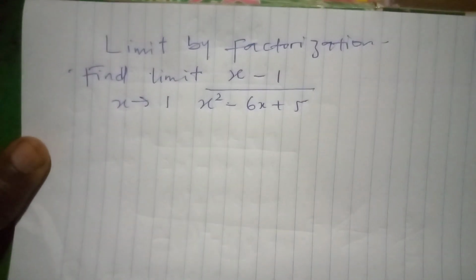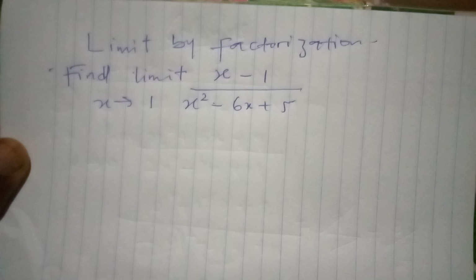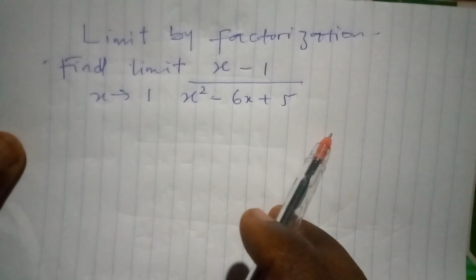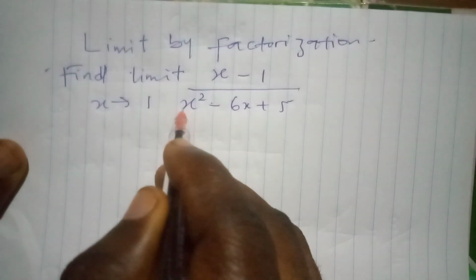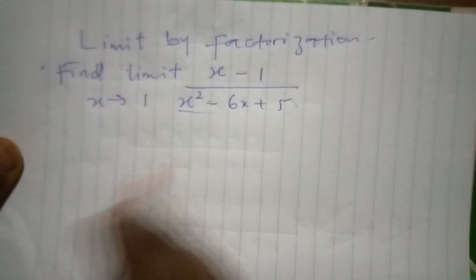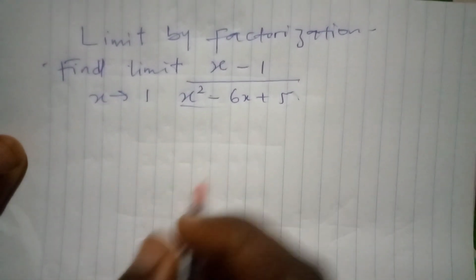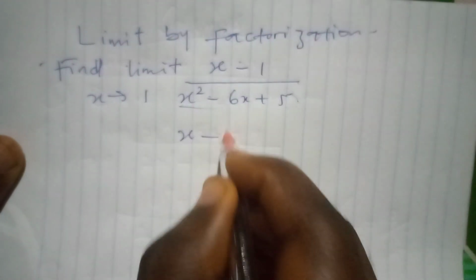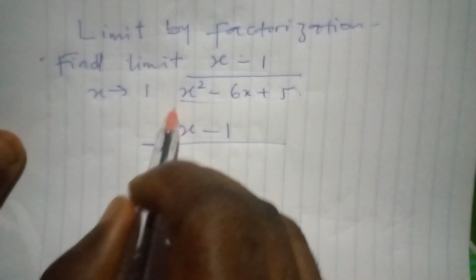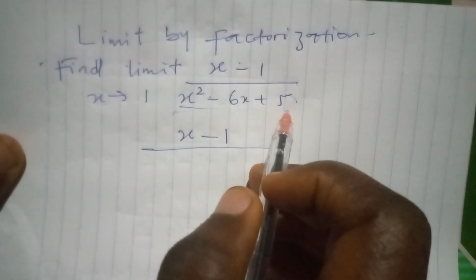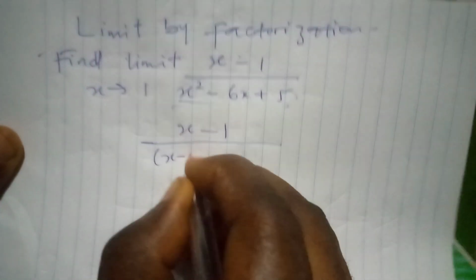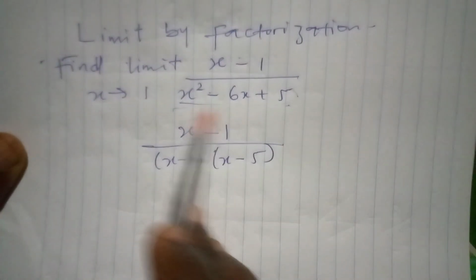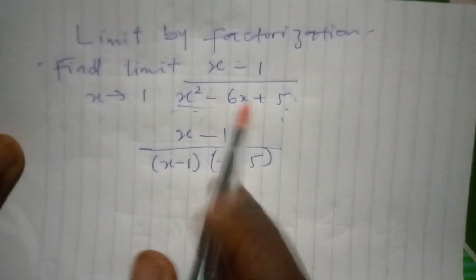In this kind of question, I would have said we should put it directly, but we can't put it directly. Look at this, because this denominator we can factorize. We can use our quadratic method to factorize it. Don't forget, the numerator is x minus 1 all over. If you factorize this, it's going to give you x minus 1 times x minus 5.